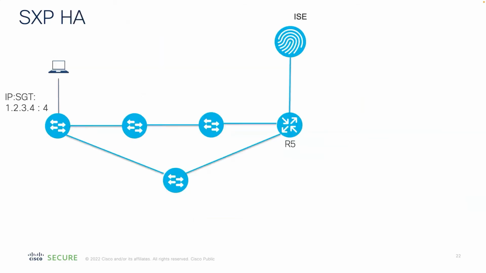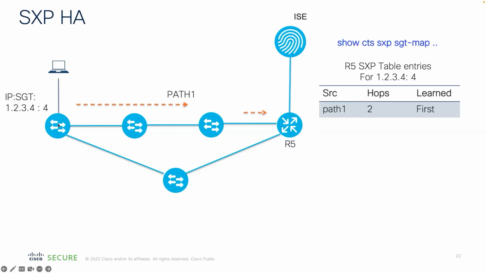Now let's talk about SXP High Availability. So we've got an endpoint on the left here. It's got an IP to SGT mapping, 1.2.3.4 mapped to Employees, number 4. And then we've got a simple network diagram, and what we're going to be looking at is the mappings on R5. So we've got an SXP connection from switch 1 to switch 3, and then another SXP connection over to R5. Now this is path 1 that R5 will learn this IP to SGT mapping via.